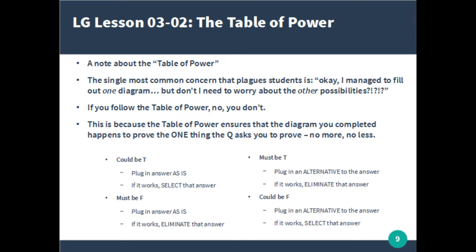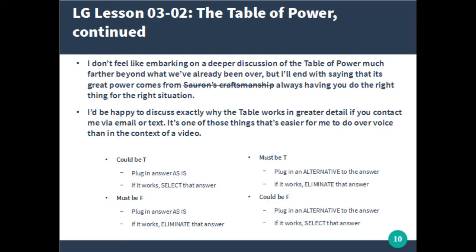But again, I understand that a lot of this may sound abstract, a lot of it might sound weird. Just hang on a little bit, we will get to the demonstrations in just a moment here. I do want to note here that there is a little bit more that I can discuss about the table of power, its origins, and how it came to be, and why each and every step works the way it does. But I don't really feel like embarking on a deeper discussion of the table right now. But I'll end with saying that its power comes from always having you do the right thing for the right situation, as we just said on the last slide.